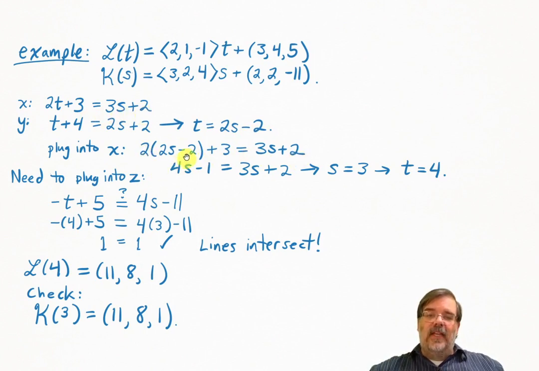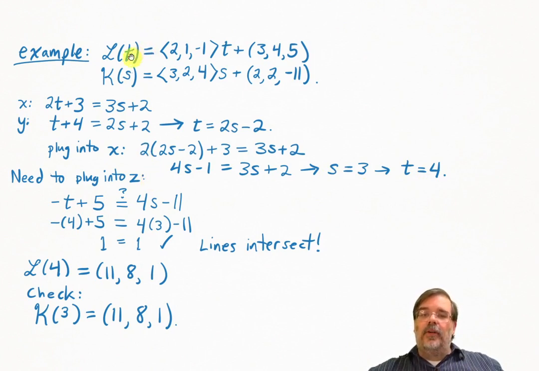Do some simplification, distribute this through, combine like terms. Once you do the algebra, you'll find that s equals 3, and plugging that into this equation here, if you put s equals 3 in, we'll have 6 minus 2, you'll find that t equals 4. All right, so these are your possible time solutions. Now, we need to make sure that at these times, the two lines go through the same x and the same y and the same z. So we need to plug these values into the z equations.